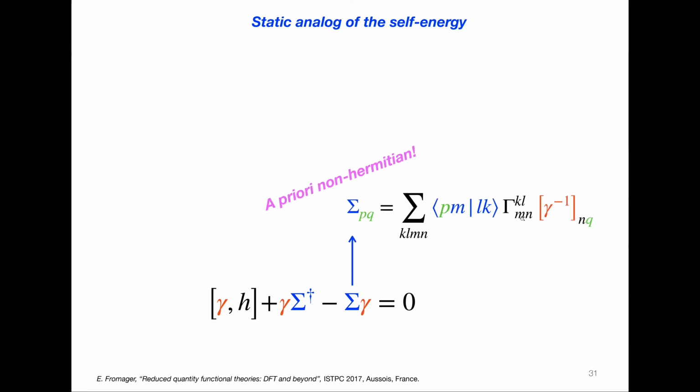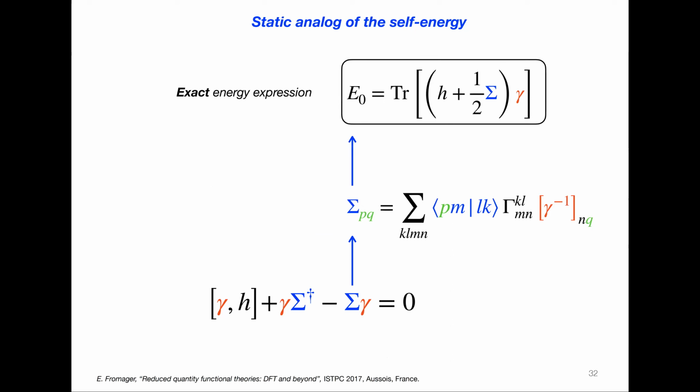So clearly, if you look at its structure, and you can show that in more detail, if you introduce correlation, it is not a Hermitian operator. I would just like to say that if you know that static self-energy, you can calculate the exact energy also from it, which is an interesting property.